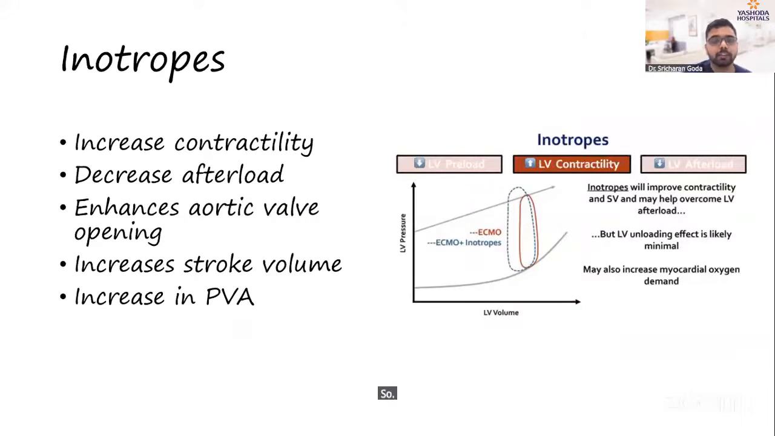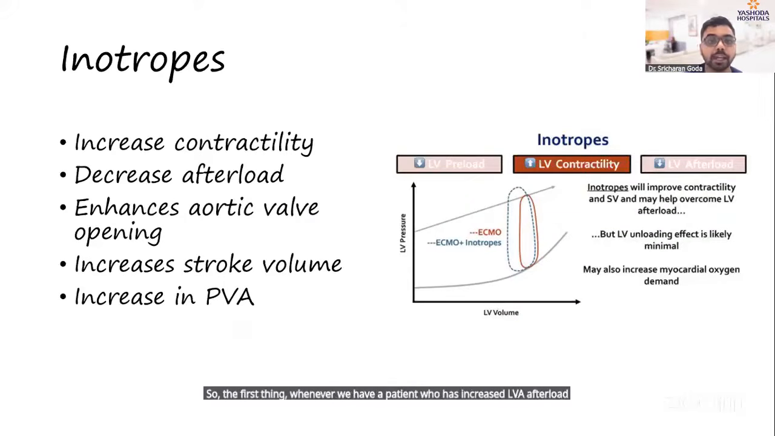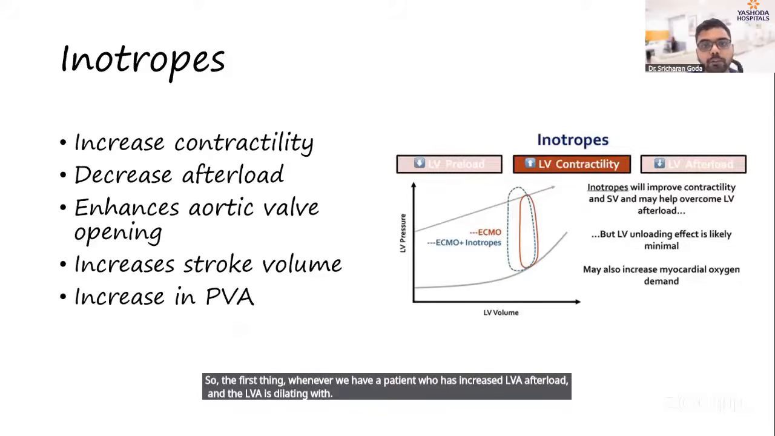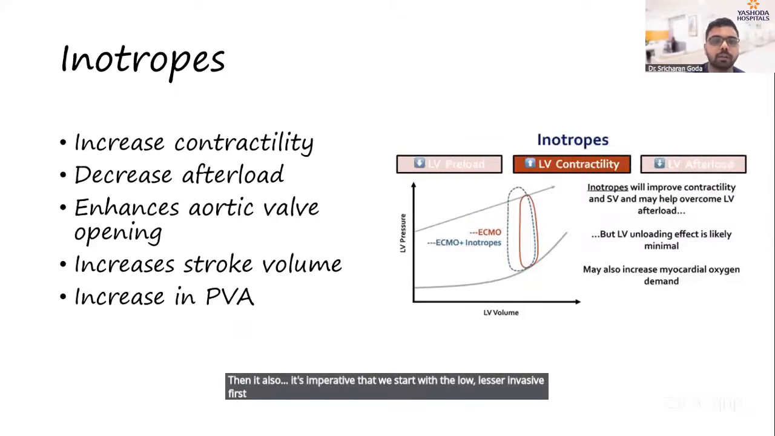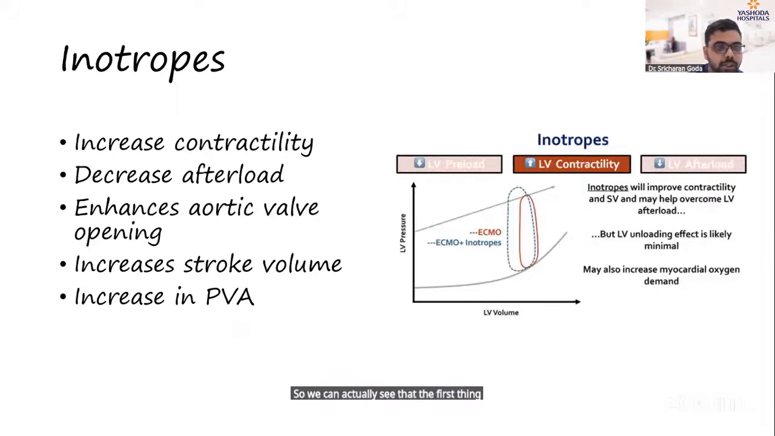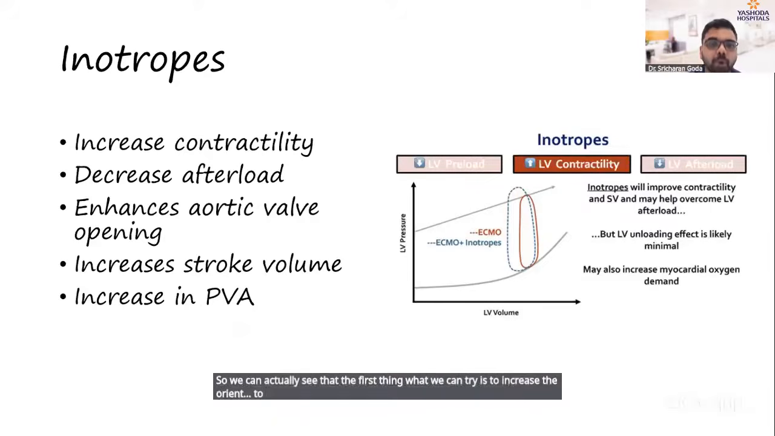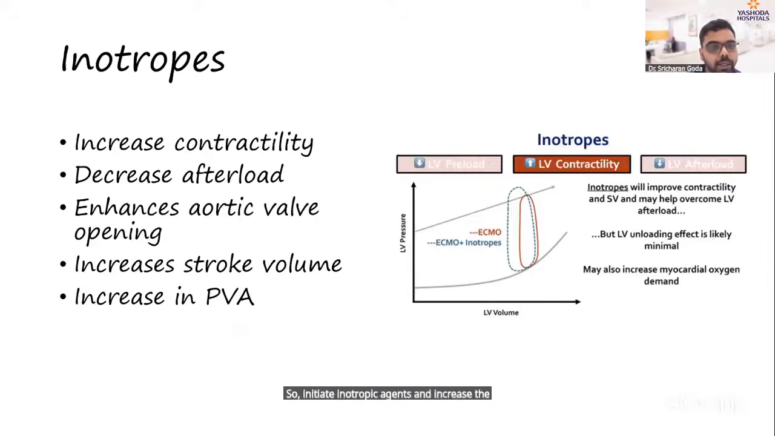So the first thing, whenever we have a patient who has increased LV afterload and the LV is dilating, with the aortic valve not opening and LVOT VTI of less than 10 centimeters, it's imperative that we start with the less invasive options first and go to the more invasive ones. The first thing we can try is to initiate inotropic agents and increase their dose.